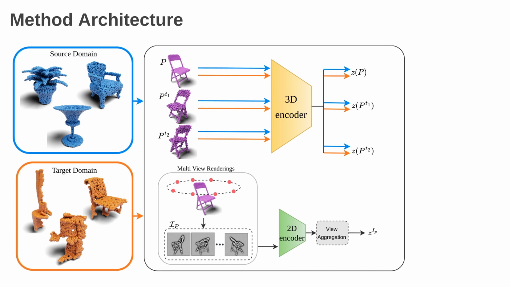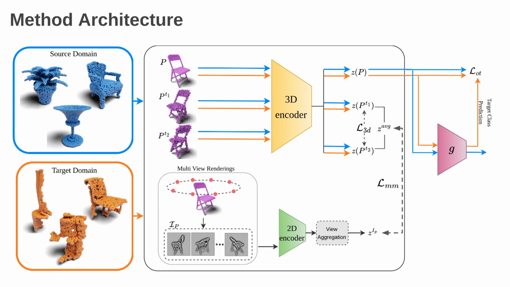Contrastive loss is then applied between the augmentations of the point clouds and between the averaged feature and 2D features. For the OT loss, the original point cloud embedding and the target class prediction is passed. Finally, a supervised classification loss is applied on the known source labels and their predictions.